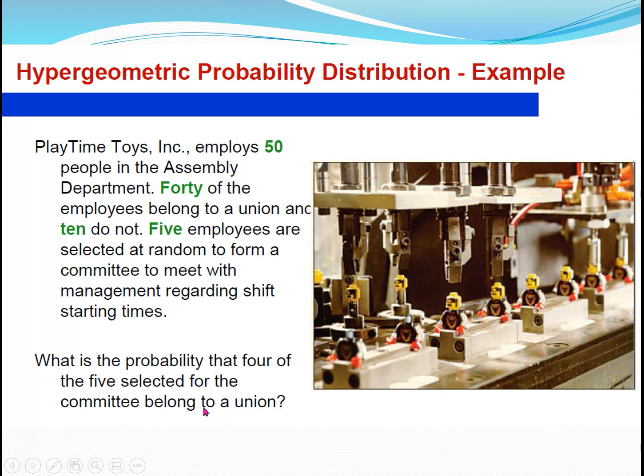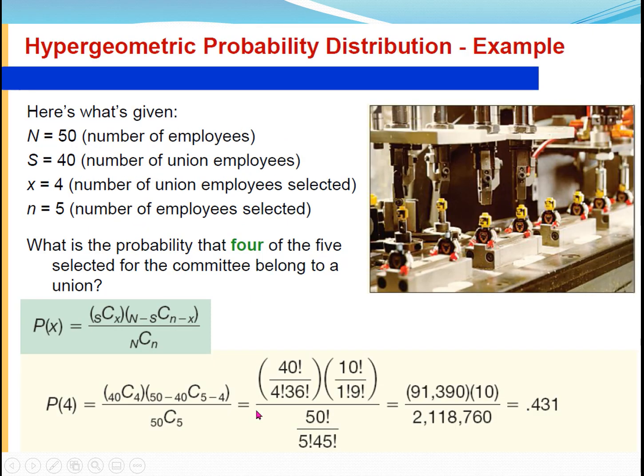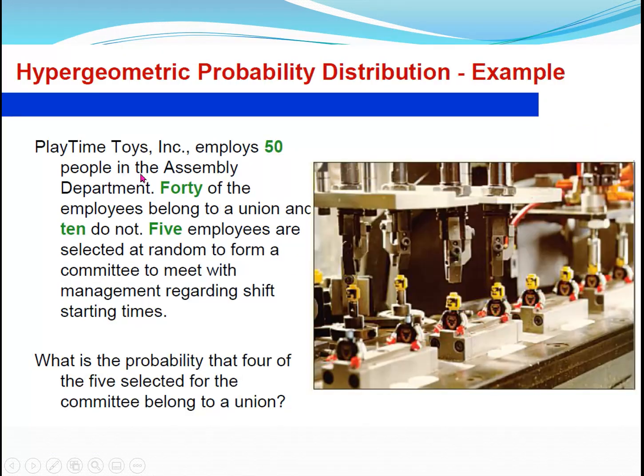So what is the category of interest? Belonging to the union. So how many are belonging to the union in the population? 40 belong to the union. So 40 is the category of interest and the remaining 10 do not belong to the union. So that is my category not of interest. And I want 4 of the 5 selected to belong to the union. So you can see capital N is 50. Why is it 50? We have a total of 50 employees. S is 40. Why is S, or the category of interest, 40? Because we are interested in belonging to the union. So the category of interest is belonging to the union, which is 40.